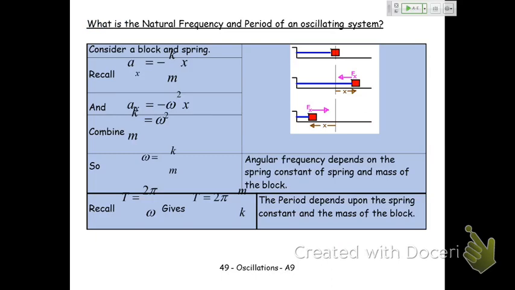Cool. There we are going. So let's do a bit more. Now we're playing. So that last bit was very important. Now we're going to say, what's the natural frequency of this?